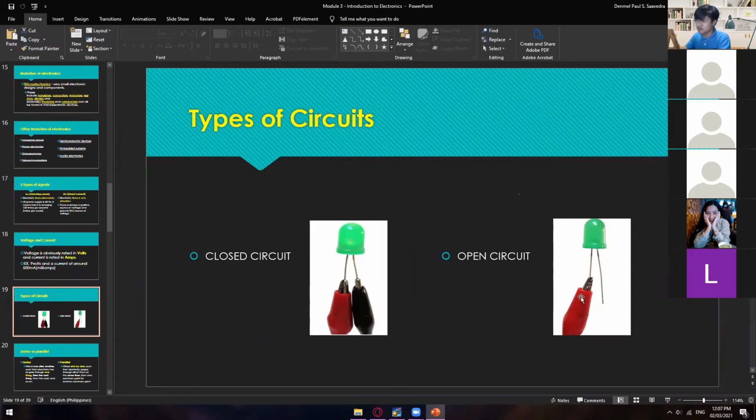So we have here the probe or the wire, and then we have here the LED. This one is not an electronic device. So we must have a closed loop for us to be able to say that it's an electronic device. Anyway, they are just the types of circuit.